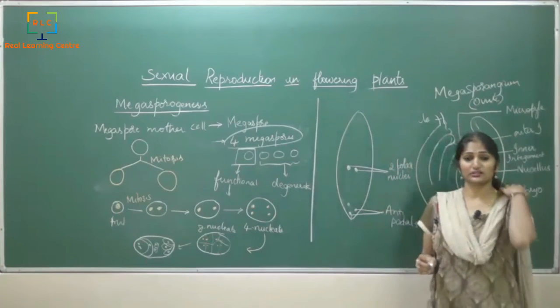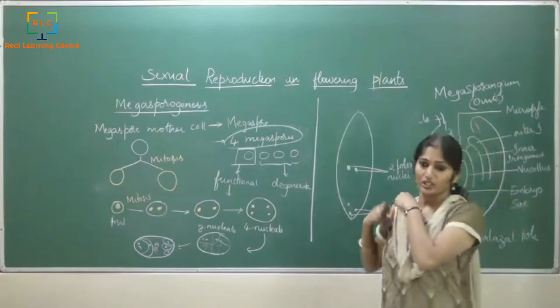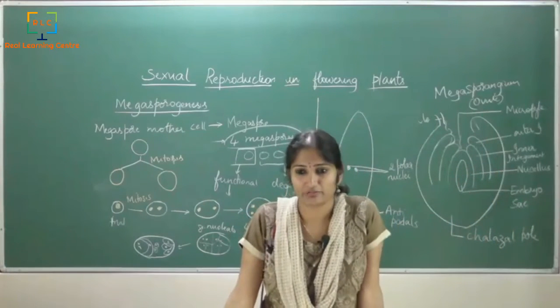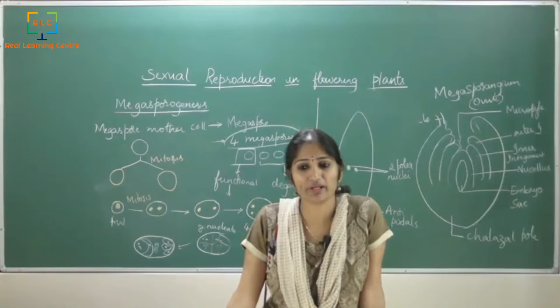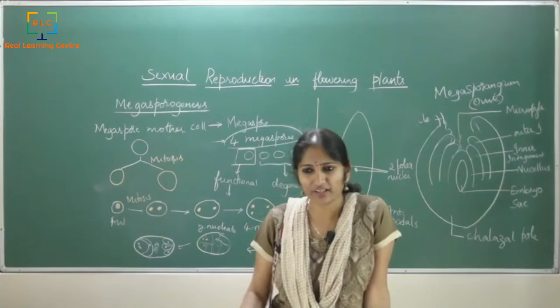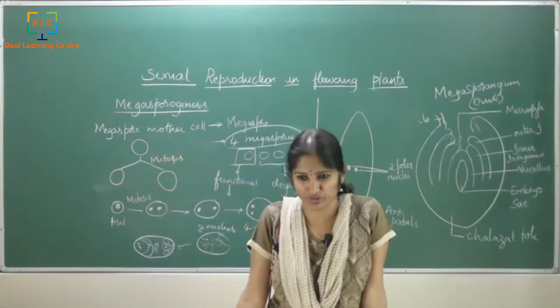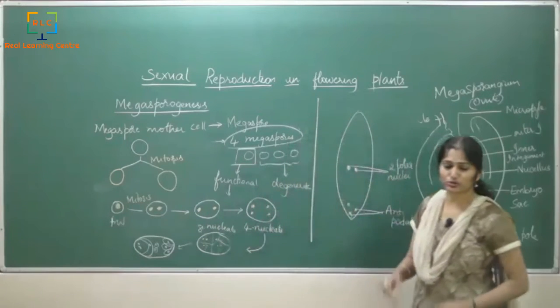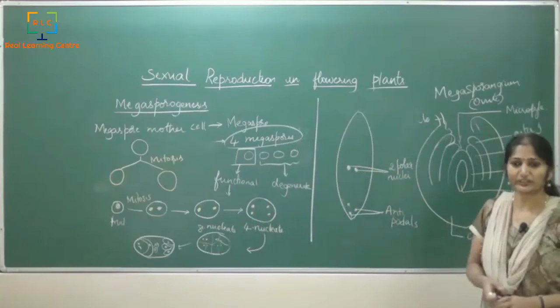These are called the polar nuclei. See, the polar nuclei is very important. Why? Because this is the one which is very important for the well-being of the entire embryo sac. Very soon you will realize which nuclei will fuse with the pollen grain.